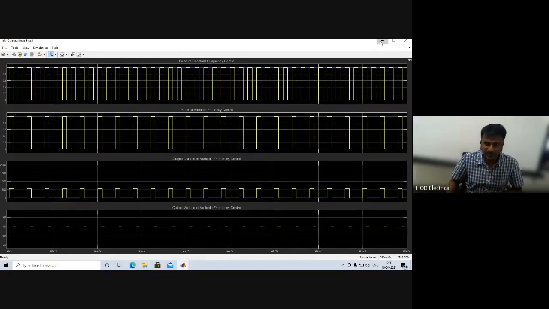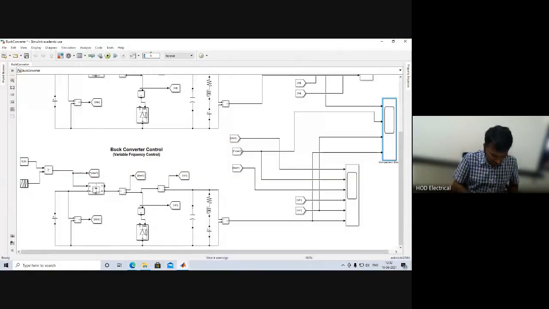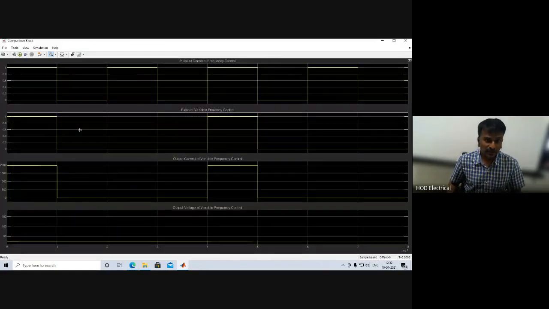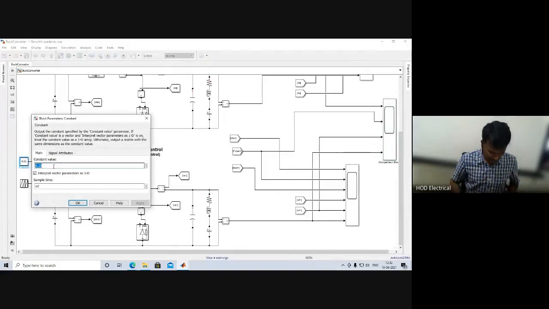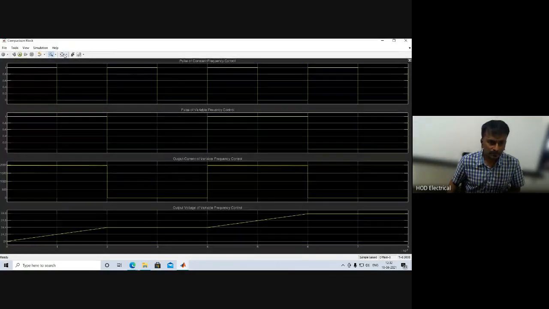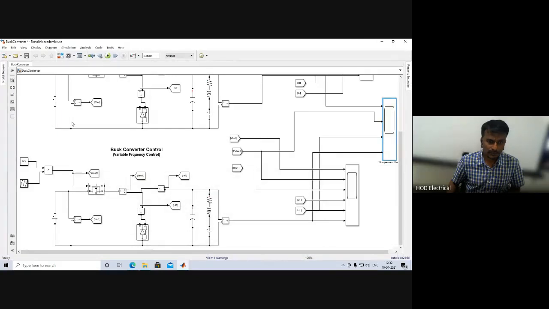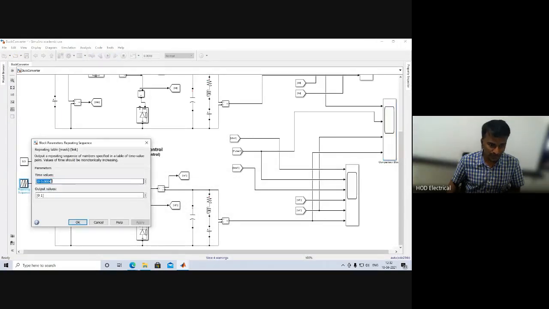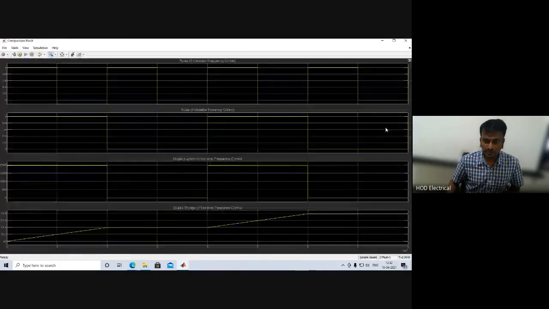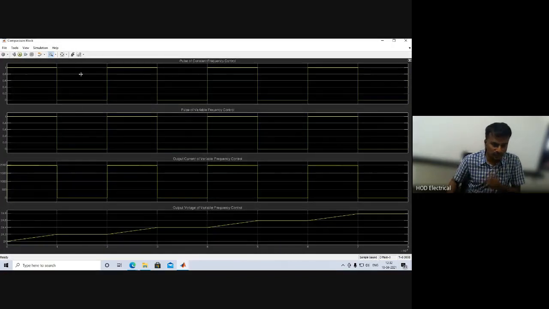Now let me check the same waveform. I am going to run this simulation again for 0.008 so that you can easily understand. Now this is constant on time with more off time. Now again I am making the switching of both circuits equal. Here I am going to take it as 0.002. So now both the switchings are the same.